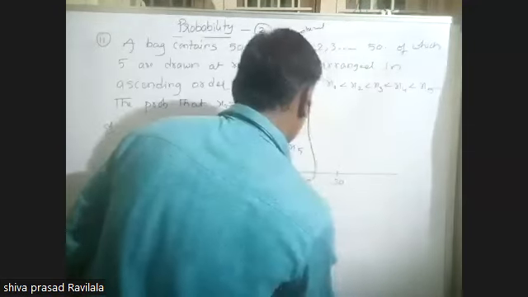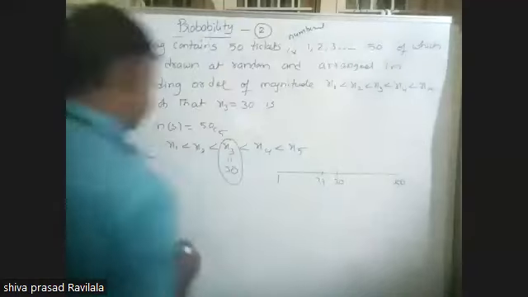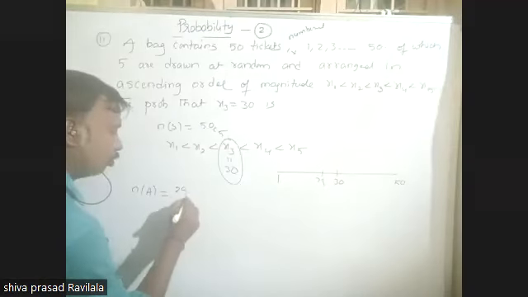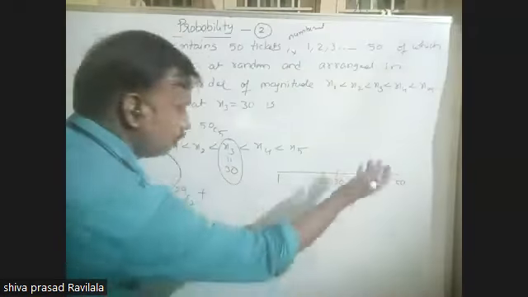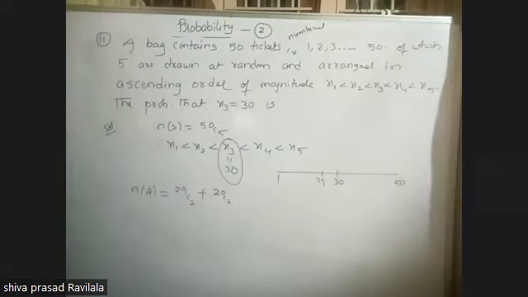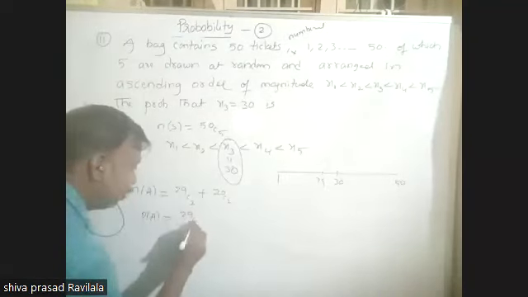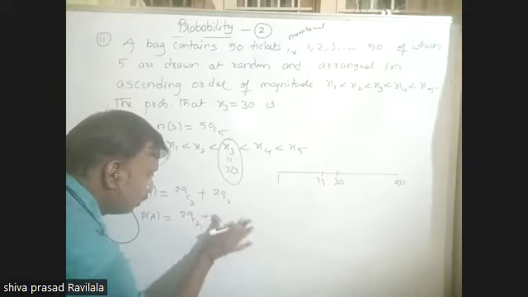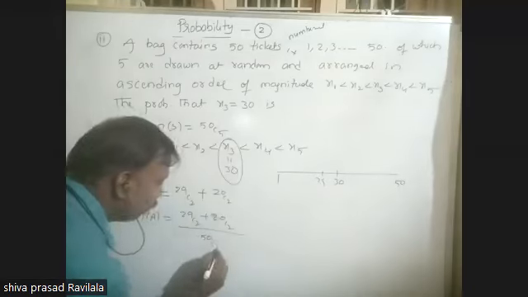Here 1 up to here 29, here 150. n(A) is equal to 29C2 plus the remaining after 30 to 50, we have 20, that is equal to 20C2. Therefore, P(A) is equal to 29C2 plus 20C2 by denominator 50C5.